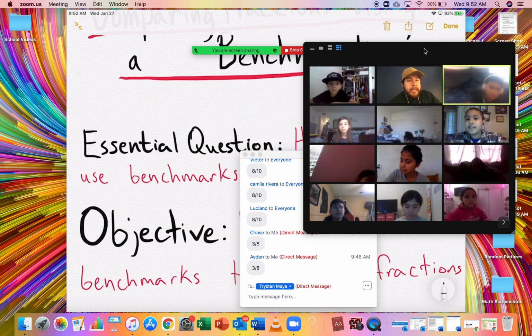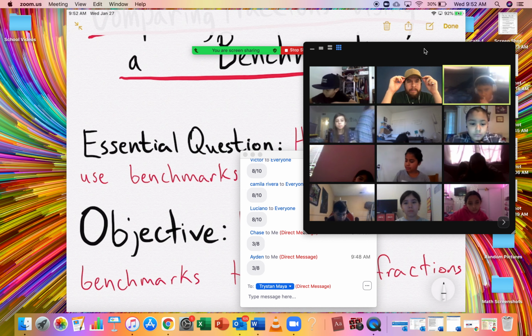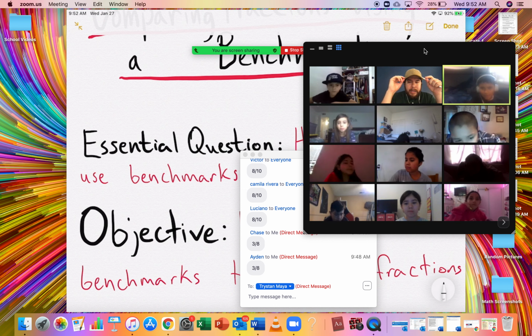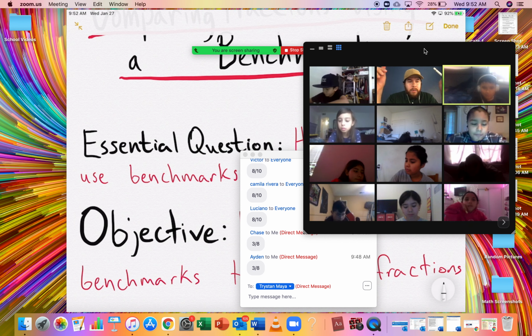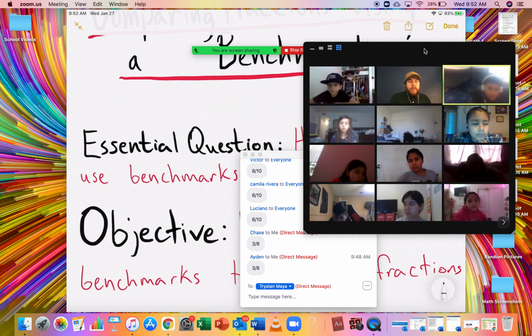So I want everybody to take about 30 seconds, and I want you to come up with your best prediction or guess for what the word benchmarks might mean. What does it mean? How do you think it applies to comparing fractions? What do you think before we go a little deeper?